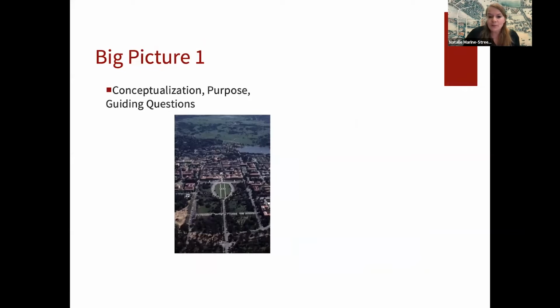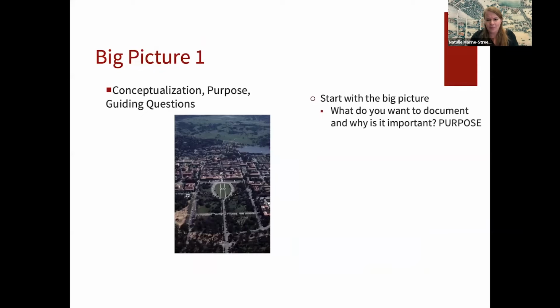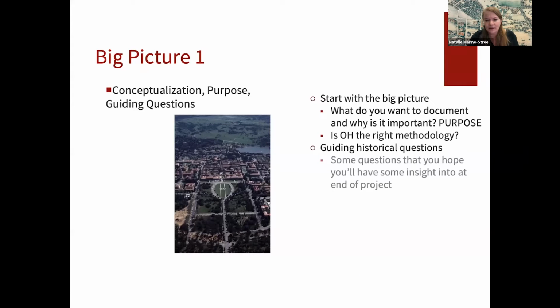Okay, so when you're planning, you want to start with the big picture. This is really important: to take a step back and think about why this is important and what we hope at the end of the project we'll be able to have gained. Is oral history the right methodology for doing this kind of project? And what are our guiding questions that we want to include? Just some questions that you hope you'll have some insights to at the end of the project. This is difficult intellectual work, but you really should be doing it if you're embarking on an oral history project.